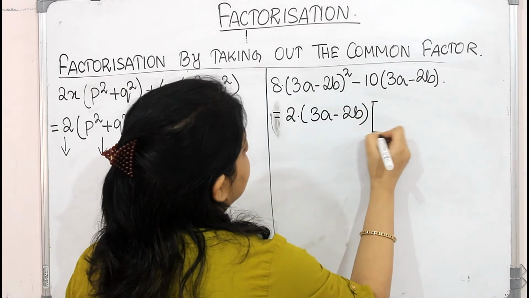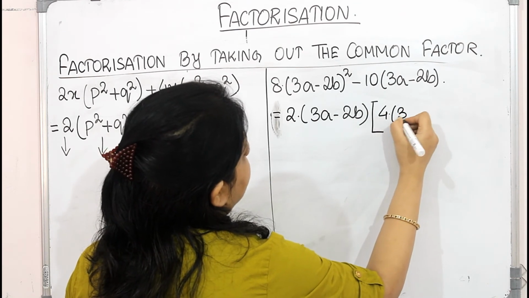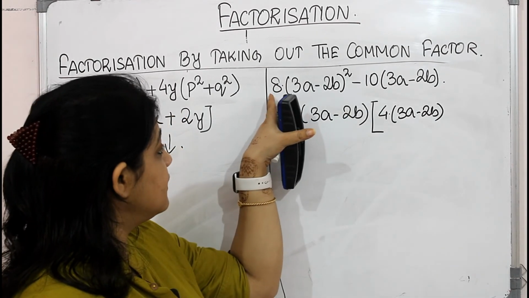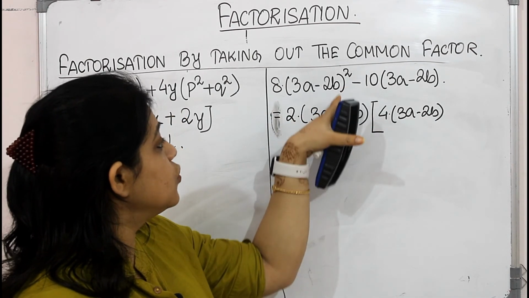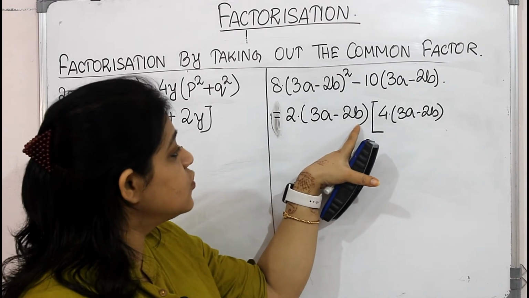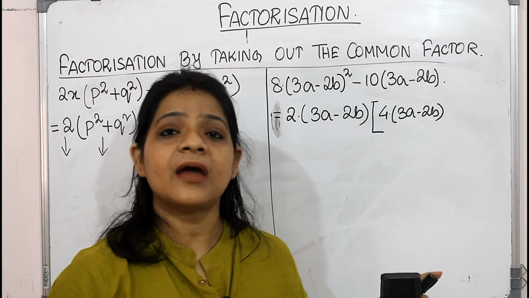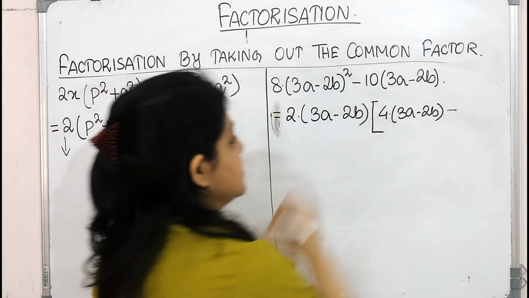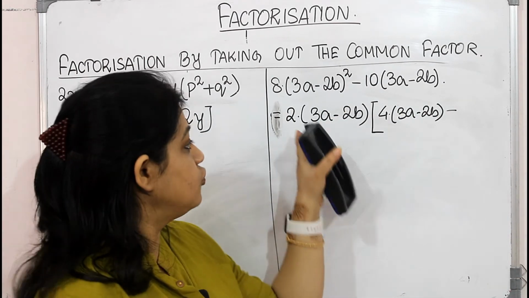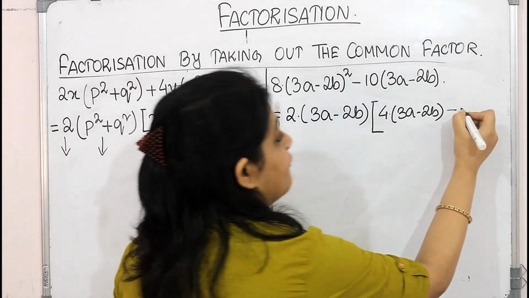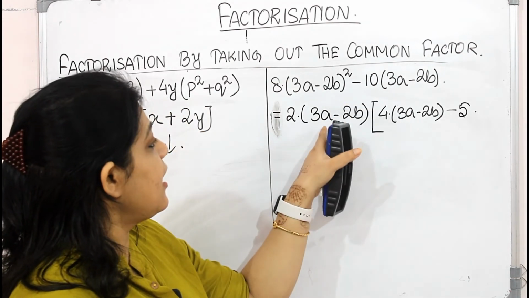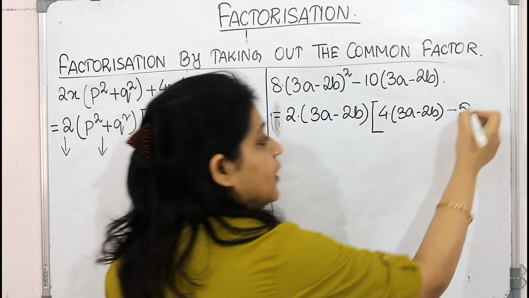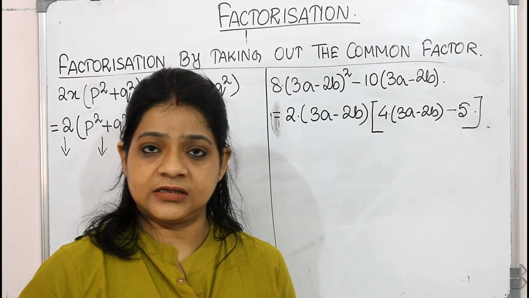So here you can take 4 into (3a minus 2b), because 2 into 4 is 8. It is 8, (3a minus 2b) square. So 3a minus 2b is already written. One more 3a minus 2b is required. So 3a minus 2b minus 10. So 2 5s are 10, 5. 3a minus 2b is already here, so no need. I will close the bracket.